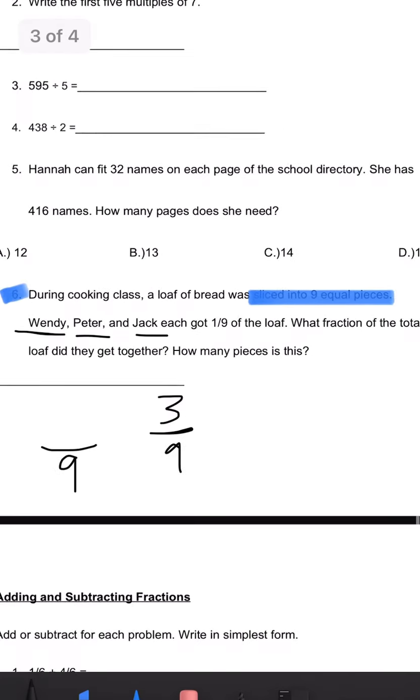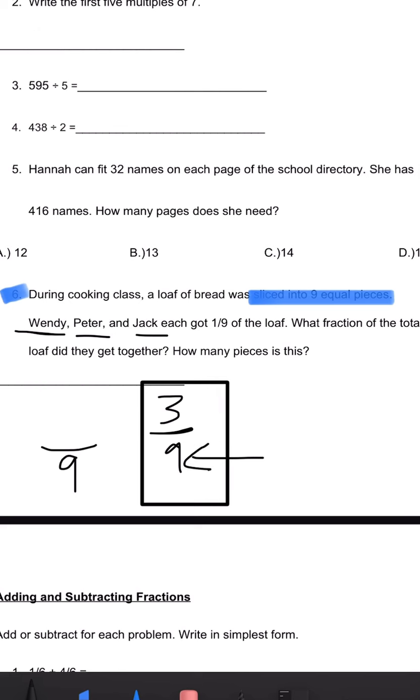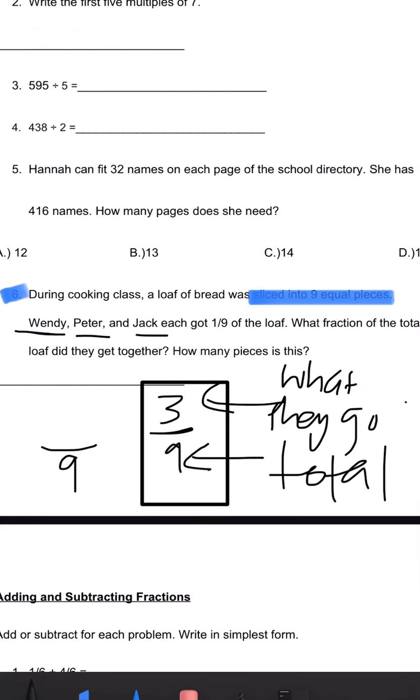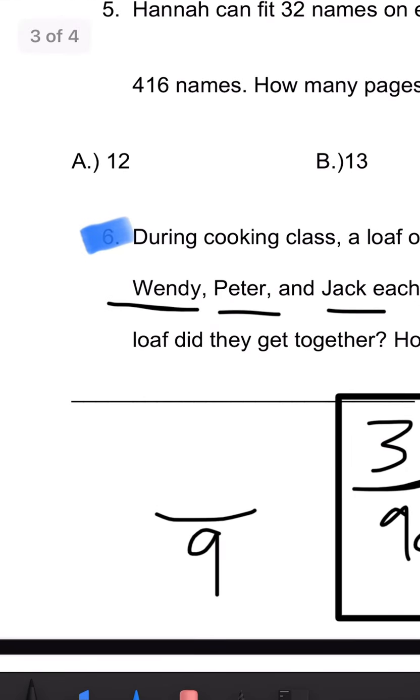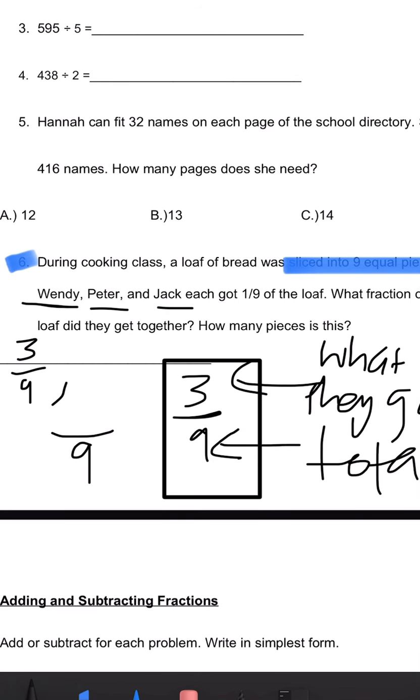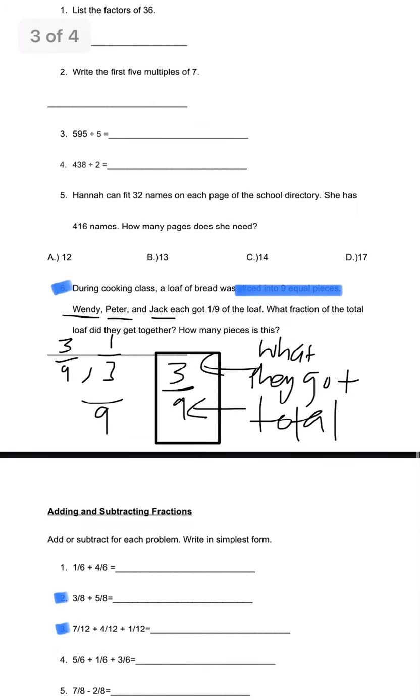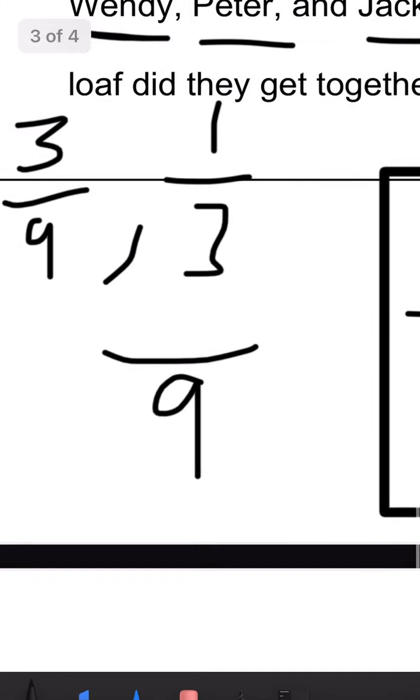How many pieces is this? So we already wrote the fraction 3/9 because 9 is the overall. So we'll write total. And this is what they got. So our answer is 3/9. Or you could write 1/3 if you simplified. And how many pieces is this? We know that it is 3 pieces.